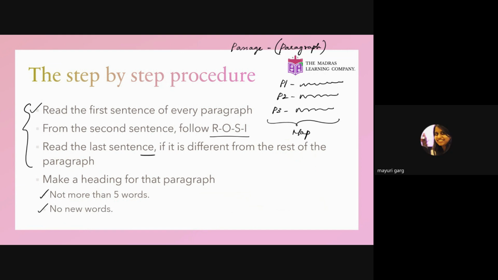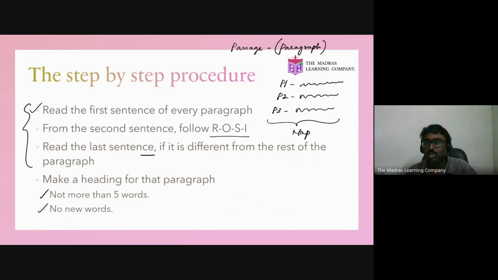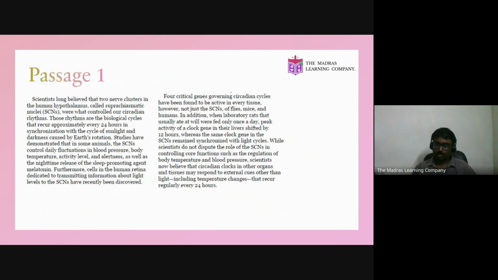Yes. Great. Now we'll apply this onto a passage. I hope you can see my screen, right? I'm going to do the first passage with you so that you're all there with me, okay?